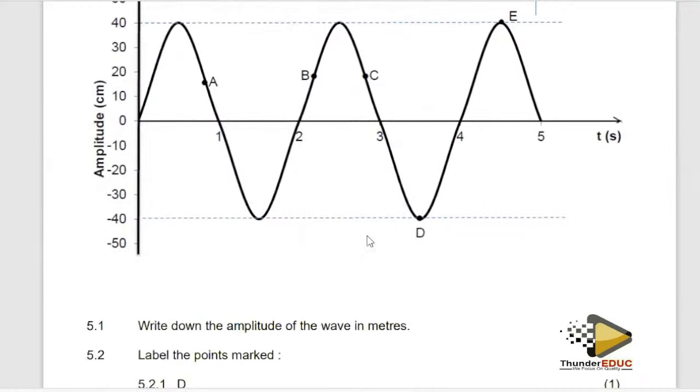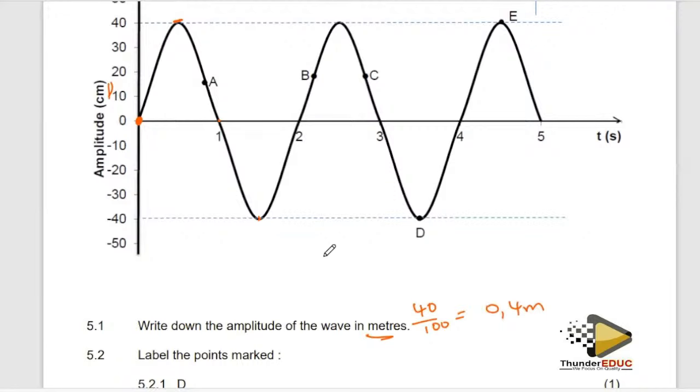5.1, can we write down the amplitude of the wave in meters? Now we know that amplitude is the maximum displacement. So from the rest position, which is 0, how high is this wave going? It's reaching 40 centimeters. Same thing at the bottom, it is negative 40. Now, how do we convert 40 centimeters to meters? 40 divided by 100, and then we have 0,4 meters.